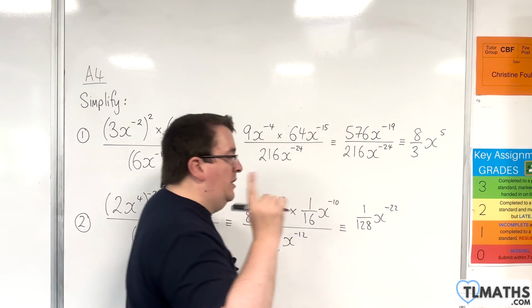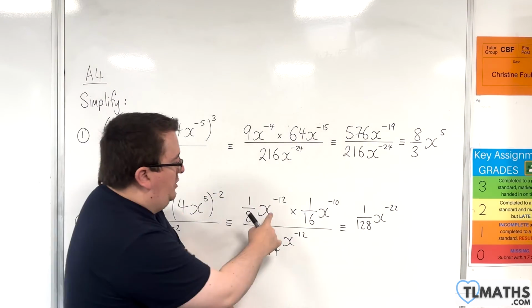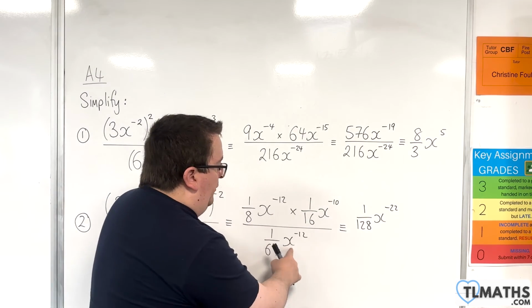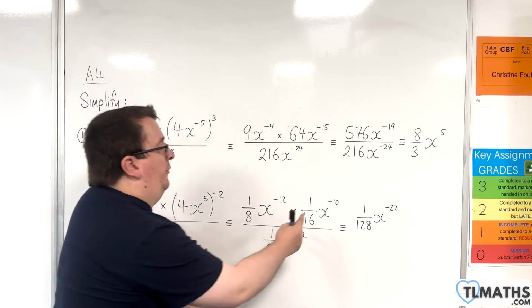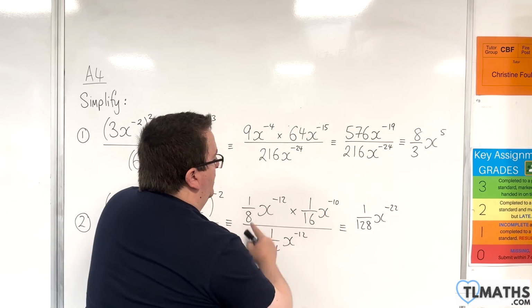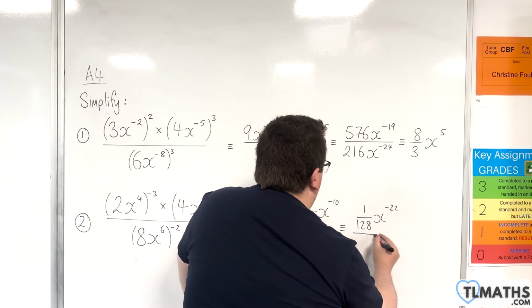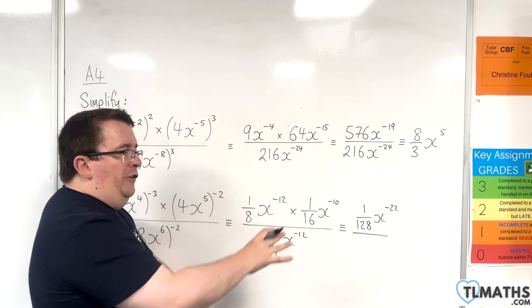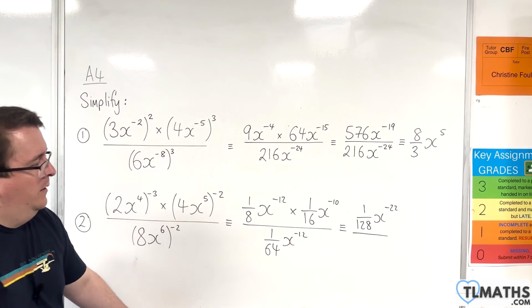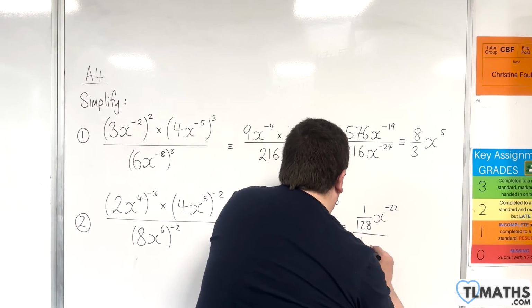Now you might be going, well, can we just cancel the x to the minus 12 here? Yes, you can, okay? Because x to the minus 12 is a factor of the numerator and the denominator. So you could do it that way as well. I'm just going to go through this process in this way. And the denominator, we've got 1 over 64 x to the minus 12.